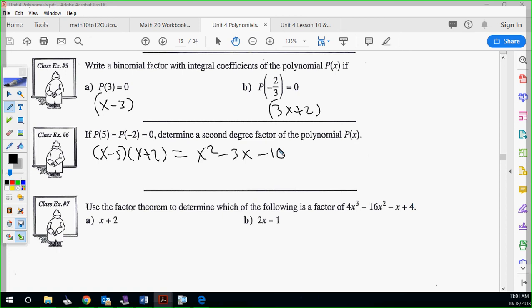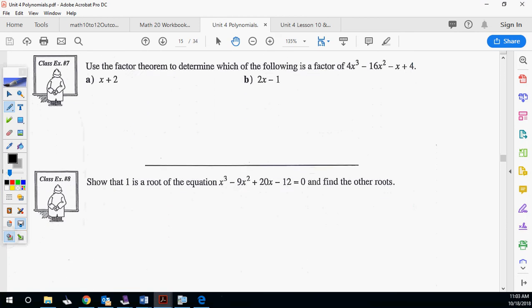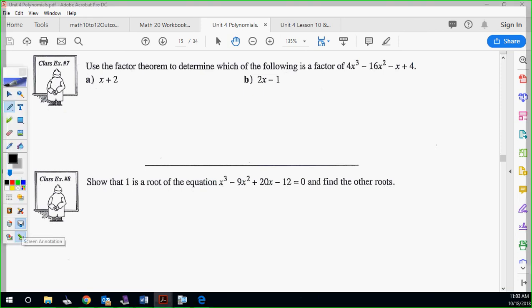Okay. Use the factor theorem to determine which of the following is a factor of 4x cubed minus 16x squared minus x plus 4. So which of these? Is x plus 2 a factor? How can we figure it out? We can simply plug in -2, right? I'd probably do that over synthetic division, wouldn't you? Do you guys prefer that?